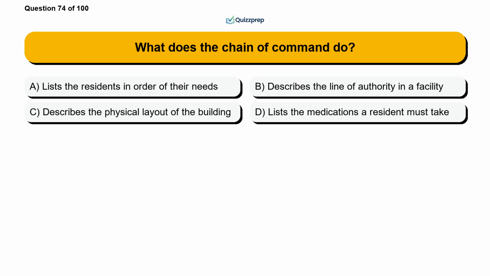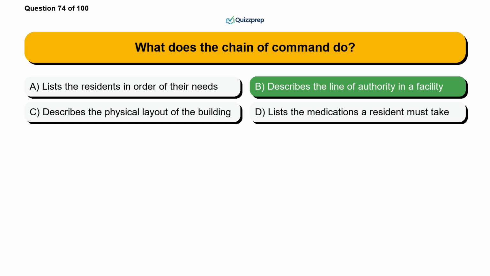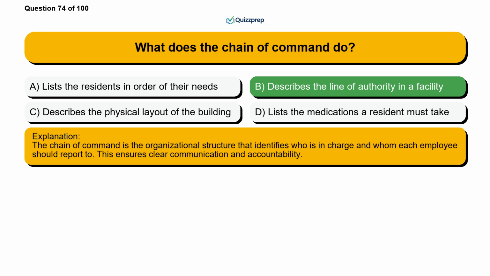Question 74. What does the chain of command do? Option A, lists the residents in order of their needs. Option B, describes the line of authority in a facility. Option C, describes the physical layout of the building. Option D, lists the medications a resident must take. The correct answer is option B, describes the line of authority in a facility. The chain of command is the organizational structure that identifies who is in charge and whom each employee should report to. This ensures clear communication and accountability.